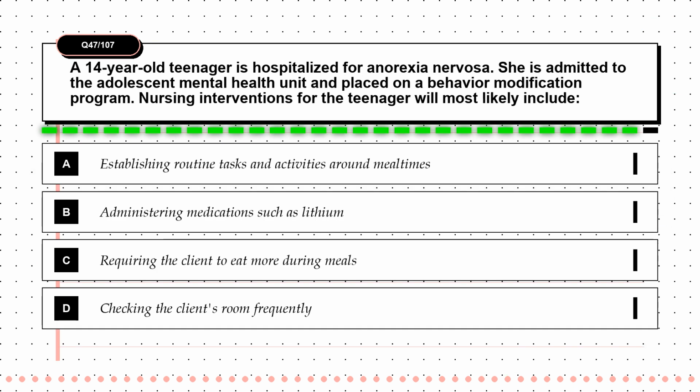Question 47. A 14-year-old teenager is hospitalized for anorexia nervosa. She is admitted to the adolescent mental health unit and placed on a behavior modification program. Nursing interventions for the teenager will most likely include. Here are the options. Option A. Establishing routine tasks and activities around mealtimes. Option B. Administering medications such as lithium. Option C. Requiring the client to eat more during meals. Option D. Checking the client's room frequently.